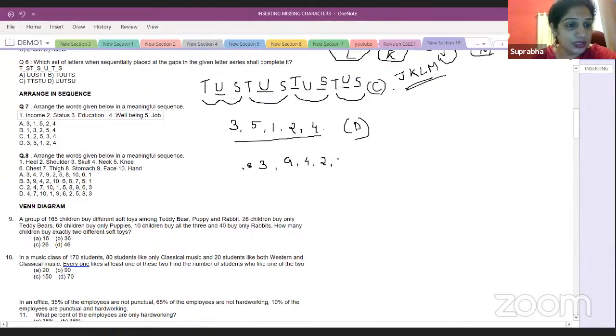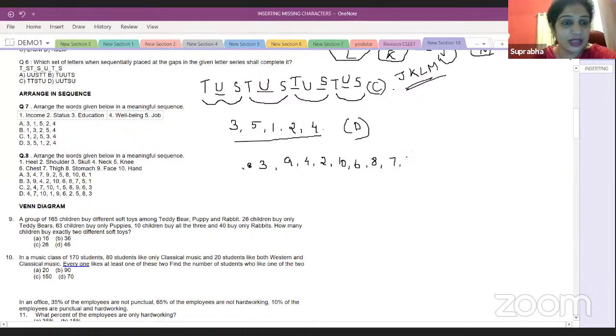After your shoulder comes what? Now here 1 or 2 might get a question. After shoulder, is it chest or is it hands? Yes, obviously it is hand. And then comes your chest, that is 6. After chest comes your stomach, which is 8. And after stomach comes your thigh, 7.